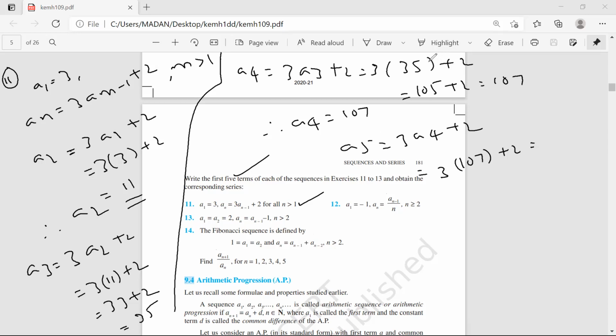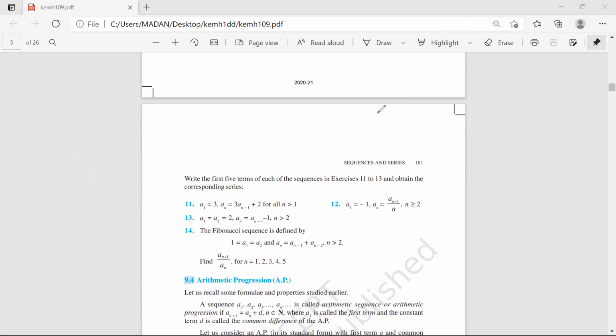12th problem, can all of you try? See, they told n greater than or equal to 2. That means you need to start with A2. Put 2 in this, first start with A2. After getting A2, find A3, next A4, A5, like that.